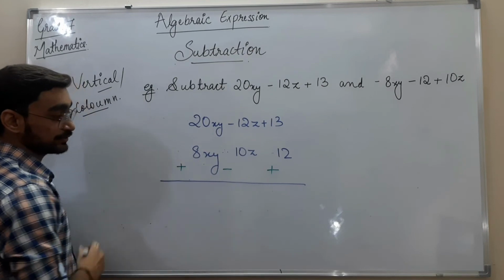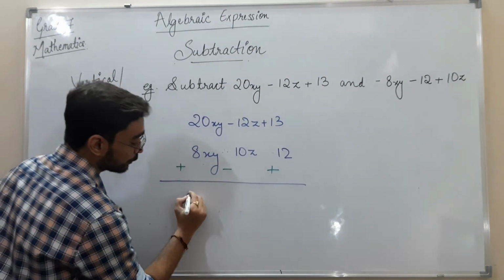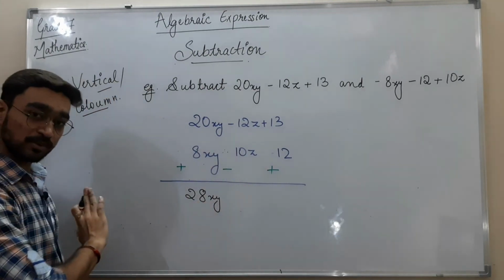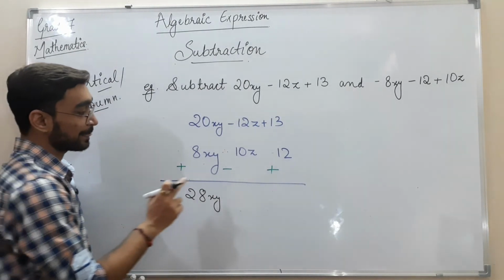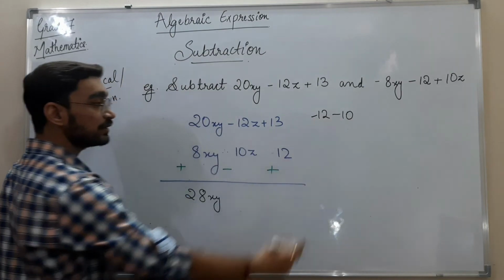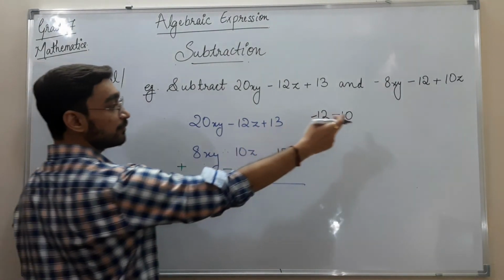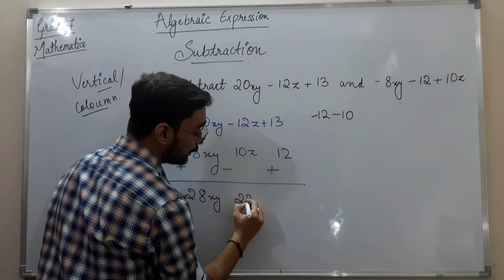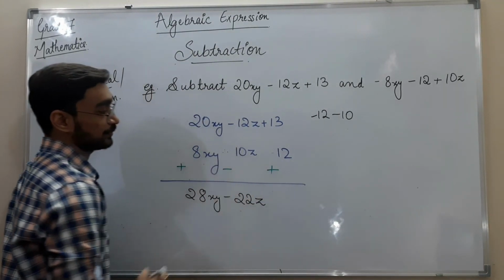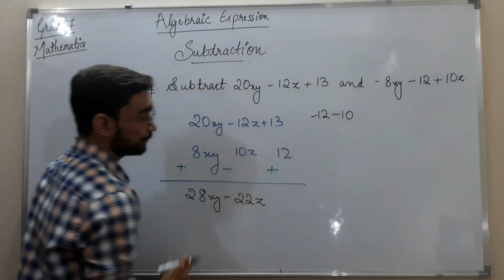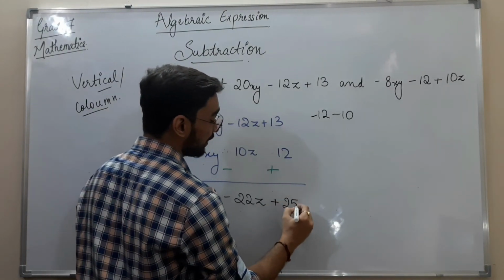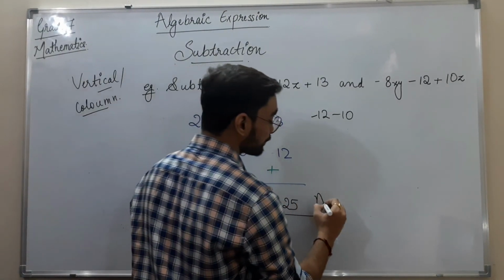20 plus 8. 20 plus 8, how much? Very good, 28xy. Positive 28xy, so I am not mentioning the symbol here. Now minus 12 minus 10, minus minus plus, 12 plus 10, 22. 22 will be negative or positive? Negative. Very good, 22z. Now 13 plus 12. 13 plus 12, easy one, plus 25. So this will be our final answer.